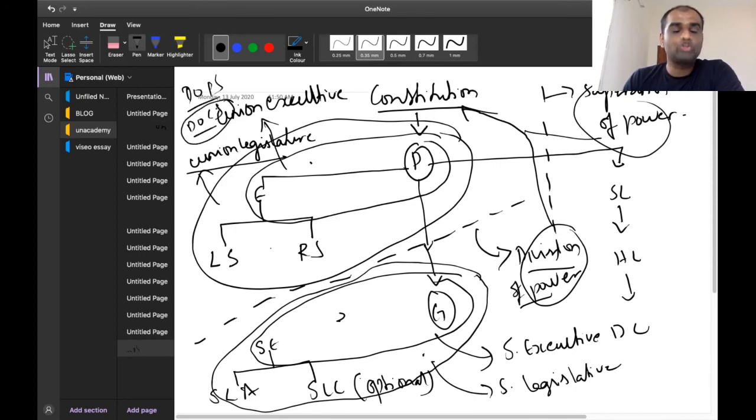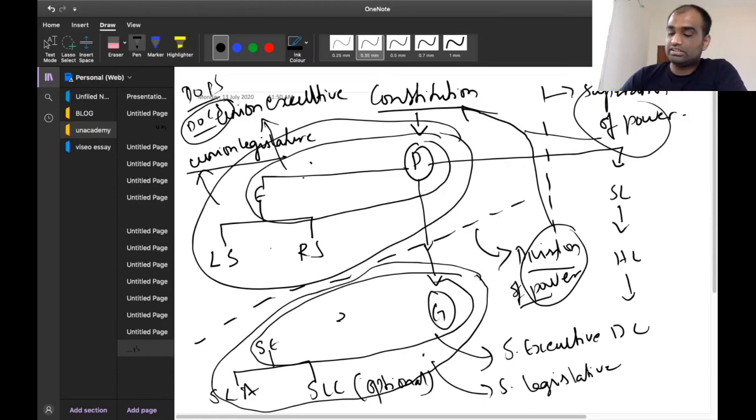India follows the doctrine of constitutional supremacy because all three organs of government, that is judiciary, executive as well as legislature, derive their power from the Constitution of India. In India, the Constitution is supreme, not any other organ. In case of UK, Parliament is supreme. In case of USA, the Constitution is supreme. Even in case of India, the Constitution is supreme.